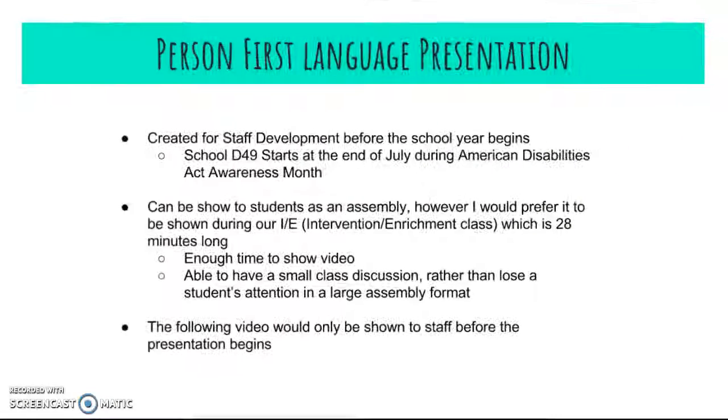So let's start with why I chose these. It was a perfect theme created for staff development before the school year begins. Our school district is an all-around school district. We start school first week of August, and we go through the very end of May, leaving us all of June and July as summer. And then we have these periods where we have 2 weeks off. I really enjoy our schedule, but that makes it really convenient for staff development in July when we have American Disabilities Act Awareness Month. So it'd be pretty appropriate to show staff in the beginning.